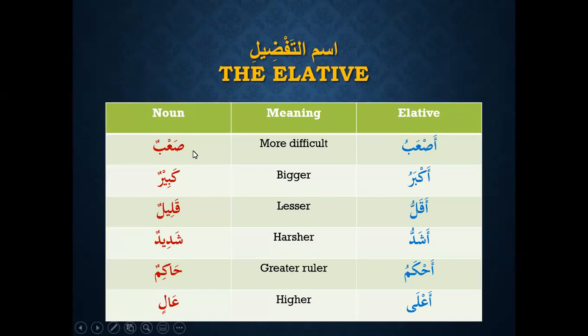So صعب means difficult. To make it more difficult, you would say أصعب. أفعل, أصعب. كبير, big. أكبر, bigger. قليل. أقلل, أقلل, like أصمم.